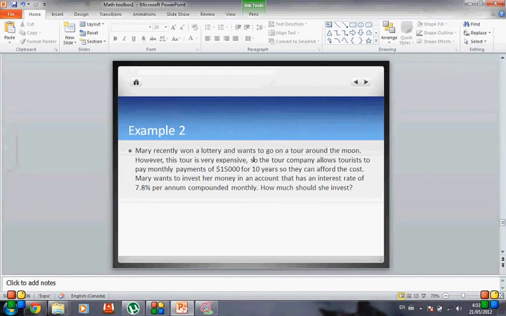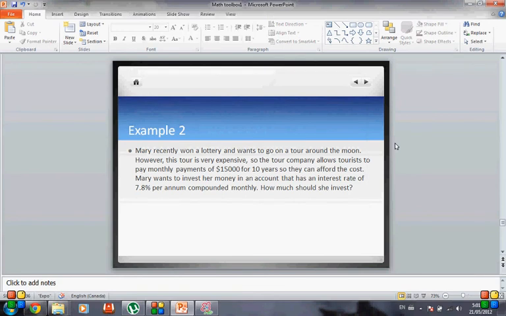However, this tour is very expensive, as one would imagine, so the tour company allows tourists to pay monthly installments of $15,000 for 10 years so they can afford the cost. Mary wants to invest her money in an account that has an interest rate of 7.8% per annum, compounded monthly. How much should she invest?